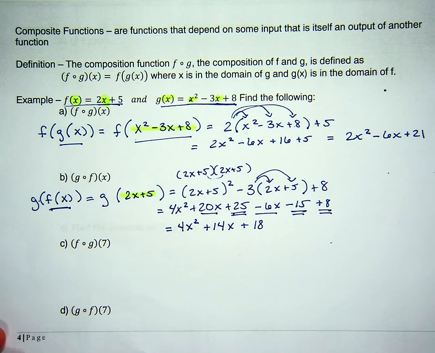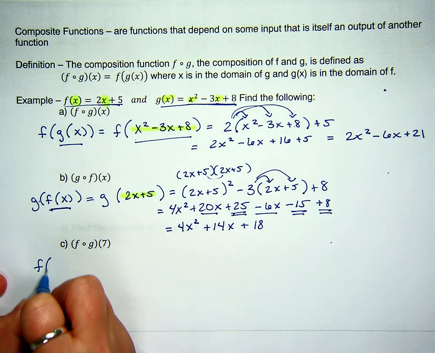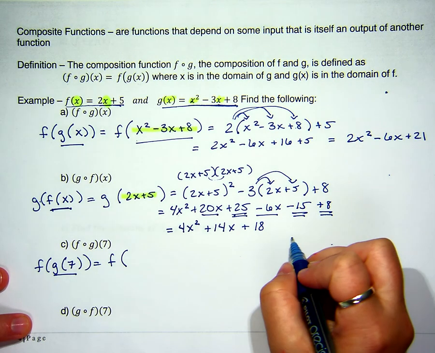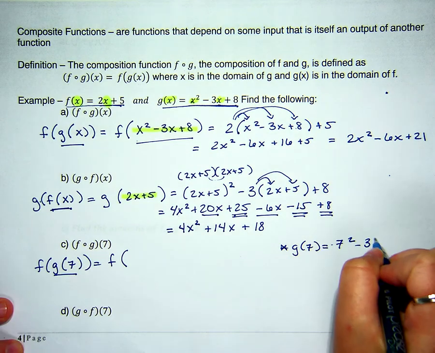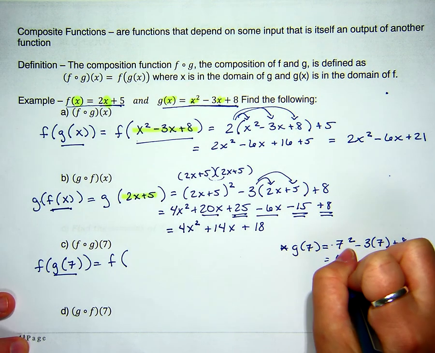Okay, let's do another one. This time, let's find f of g of 7. Well, I don't know what g of 7 is. Let's figure that out. Let's make a side note. G of 7. In my function here, I'm going to replace the x's with 7's. 7 squared minus 3 times 7 plus 8. Well, that'll be 49 minus 21 plus 8. That'll get you 36.